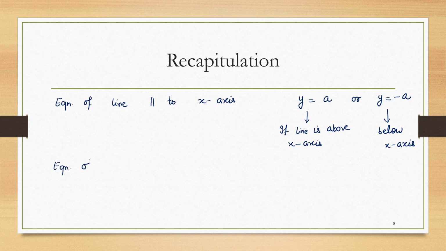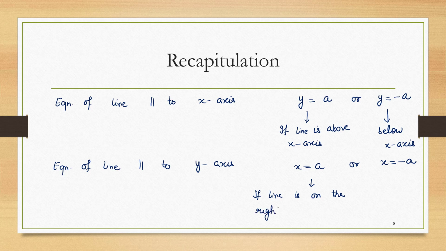And equation of lines parallel to y-axis is given by x is equal to a or x is equal to minus a. X is equal to a if line is on the right side of y-axis, then it is positive, and x is equal to minus a if it is on the left side of y-axis. And in particular, if we are talking about equation of y-axis, it would be x is equal to 0.